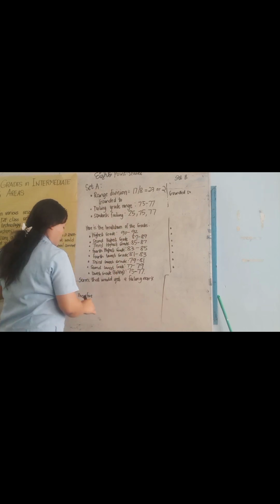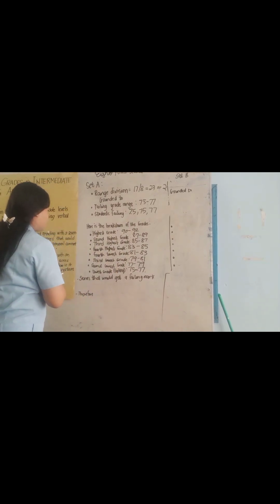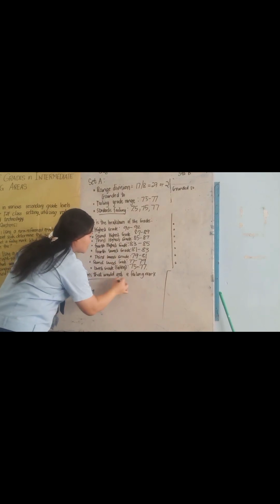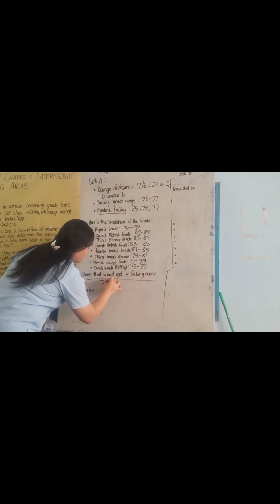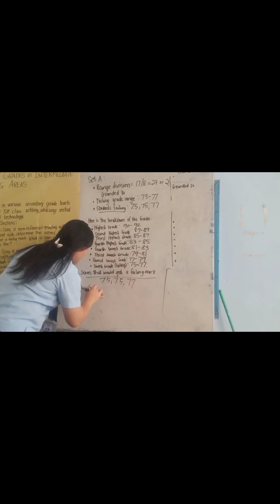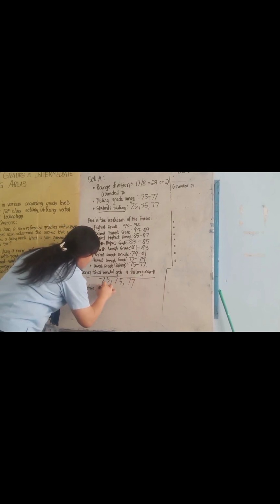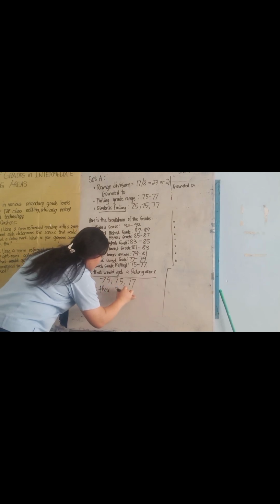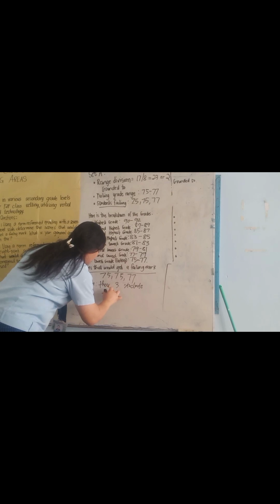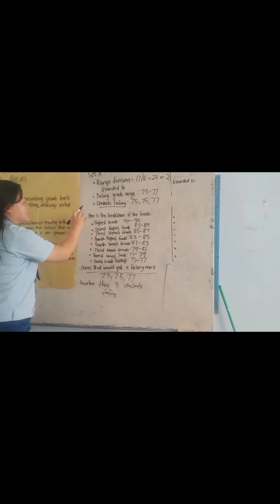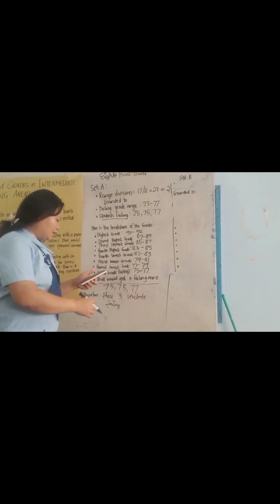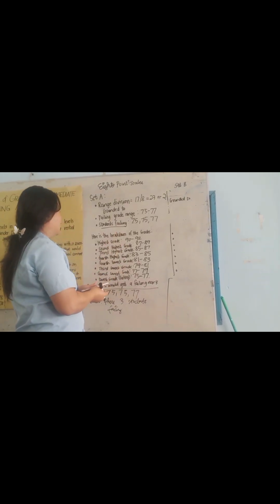So, the scores that would get a failing mark are 75, 75, and 77. Therefore, there are 3 students failing in set A if we're going to use the 8-point scale. And now we're moving on to set B.